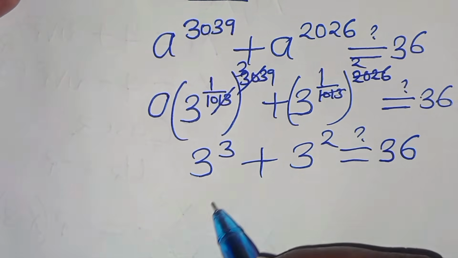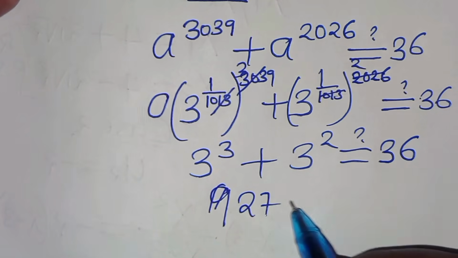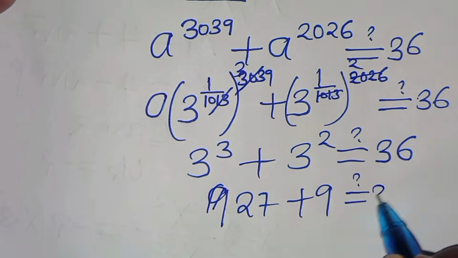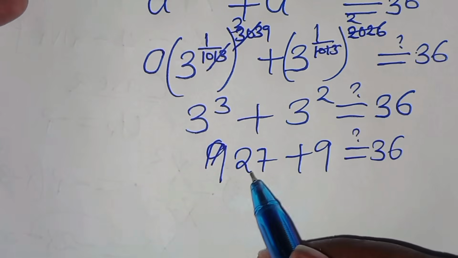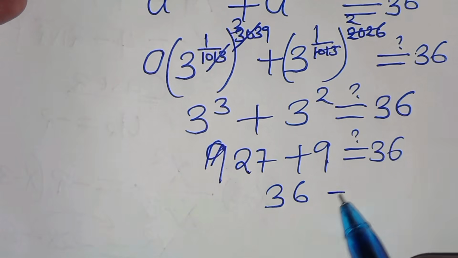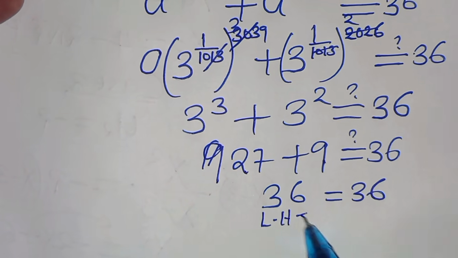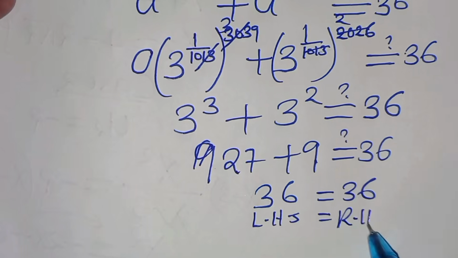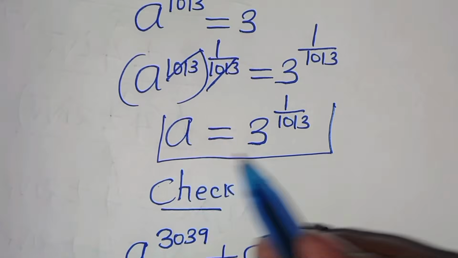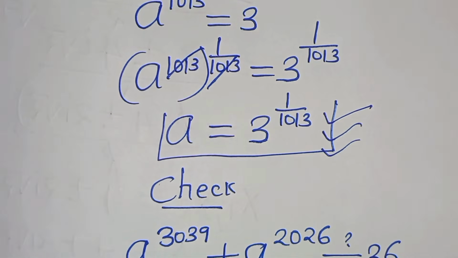So 3 to the power of 3 is 27. Then plus 3 to the power of 2, this is 9. And this should give us a value of 36. So this is 27 plus 9, which is equal to 36. So the left hand side is equal to the right hand side. And this implies that A, which is 3 to the power of 1 over 10, 13, satisfies the equation.